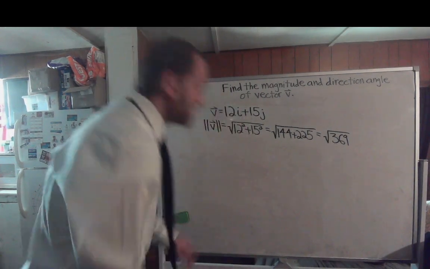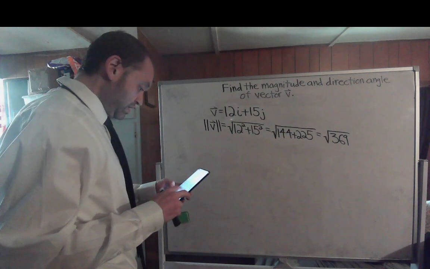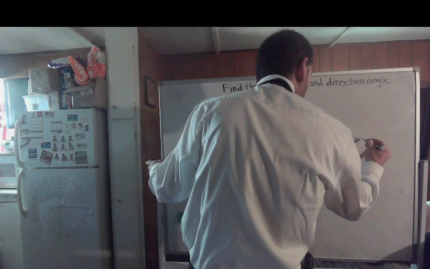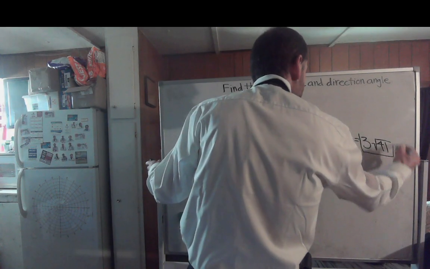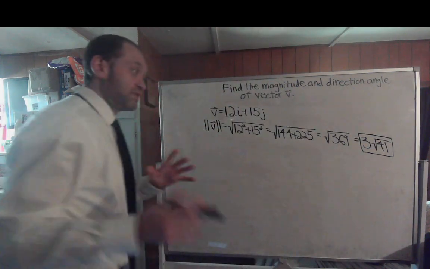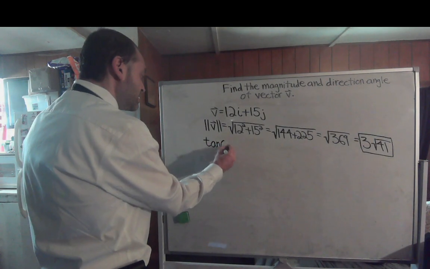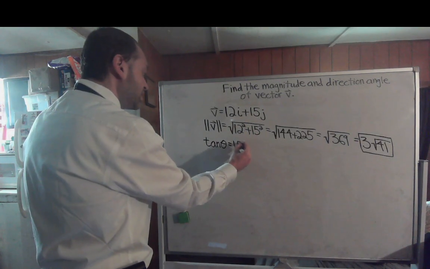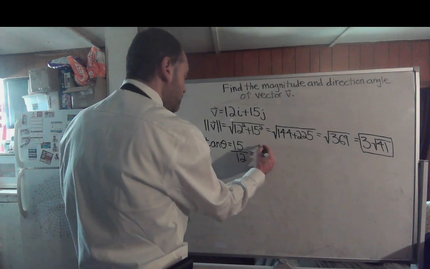Which, does that break down any further? I want to say it does. Which would turn into 3 times the square root of 41. So the magnitude of this vector is going to be 3 times the square root of 41. Now let's find the direction angle. So you'll take the tangent of theta, set that equal to your y component of 15 divided by 12, which would simplify into 5/4.